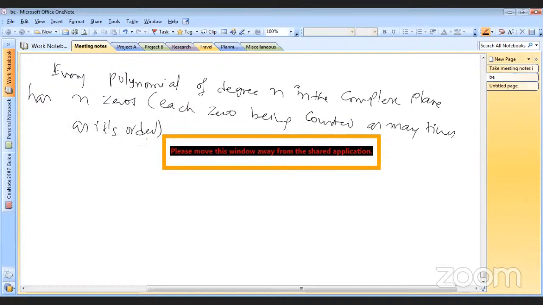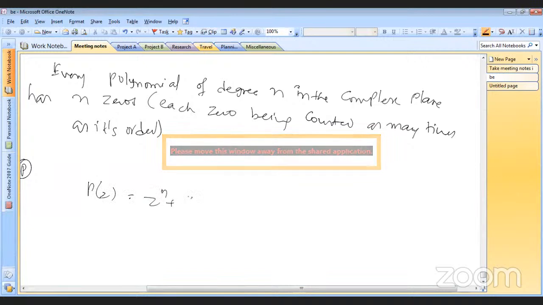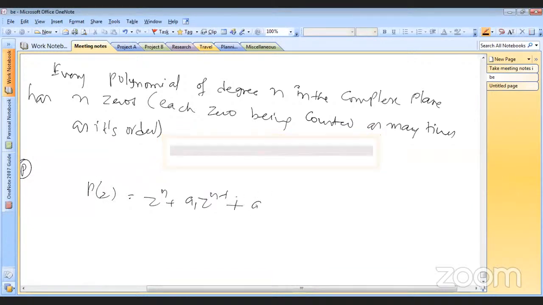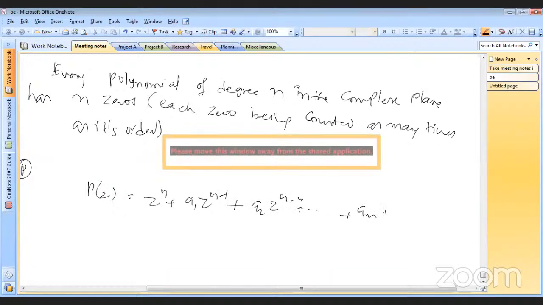Each polynomial of degree n in the complex plane has n zeros, each zero being counted as many times as its order. Suppose P(z) = z^n + a1 z^(n-1) + a2 z^(n-2) and so on, plus an, is a polynomial of degree n.